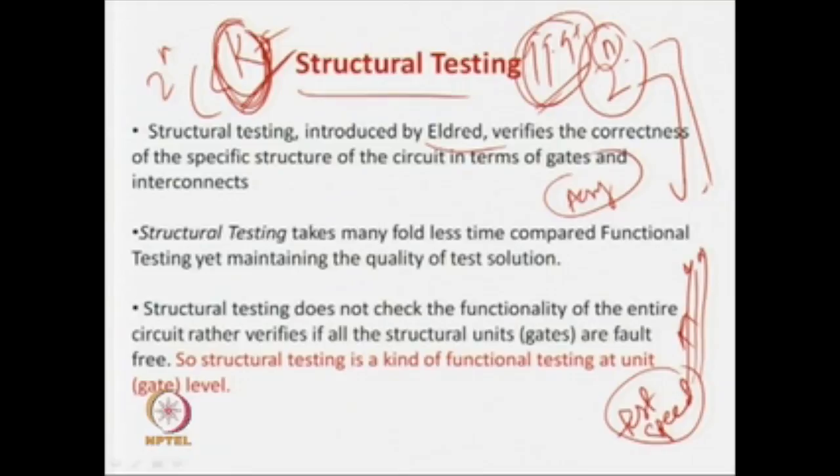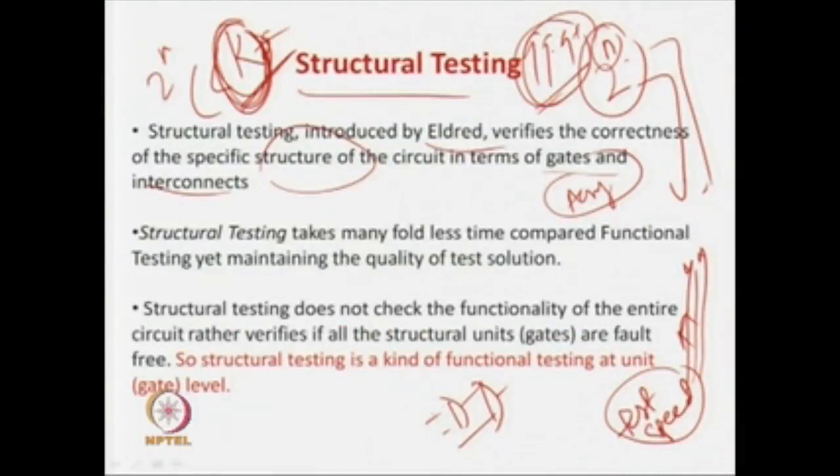He is the gentleman who introduced structural testing, and he says that it verifies the correctness and specification of the structure of a circuit in terms of gates and interconnects. In a very simple way, say this is my circuit, and what this circuit does is an AND of input 1, input 2 and input 3. This is actually a functional test. But for a structural test, we will never verify whether this circuit is doing this ANDing of input 1, input 2 and input 3 correctly. Rather, it will find out whether this gate is operating properly, this gate is operating properly, and whether these interconnects, that is the wires, are correct or not.